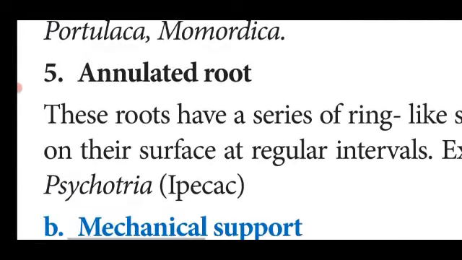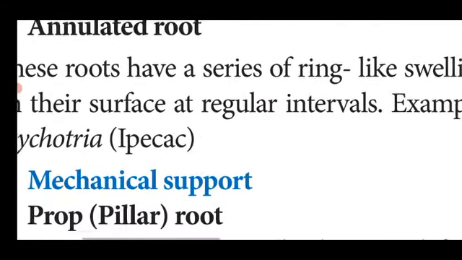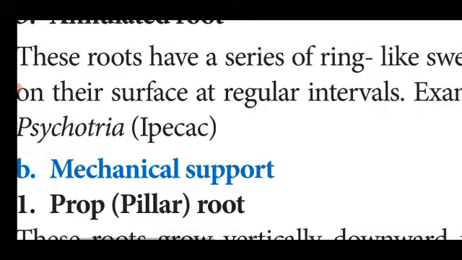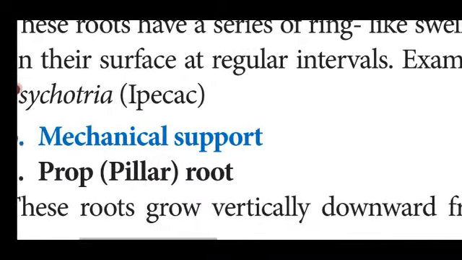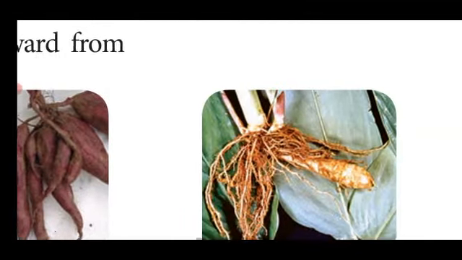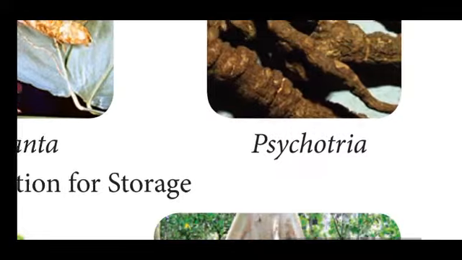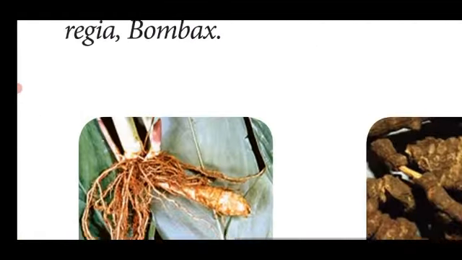The next is annulated root. These roots have several series of ring-like swellings on their surface at regular intervals. Example is Psychotria ipecacuanha. So in annulated root, the swelling is ring-like. Example Psychotria.